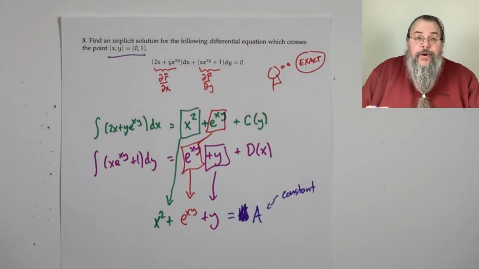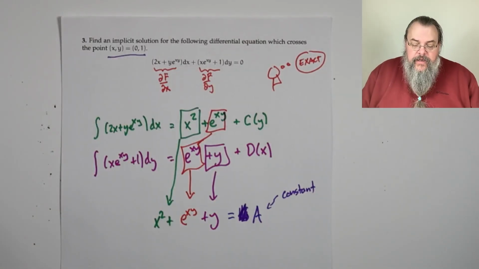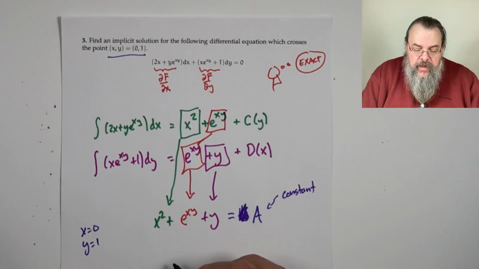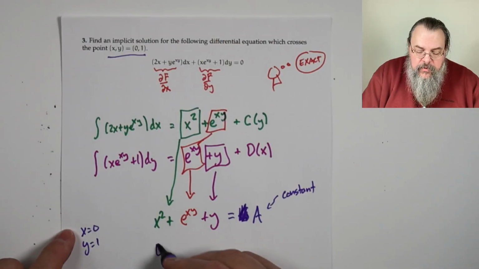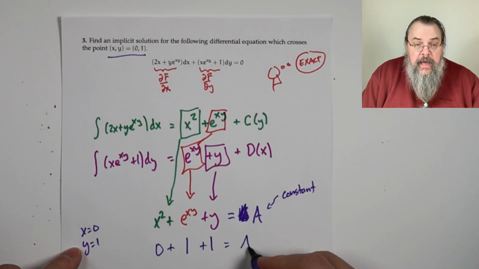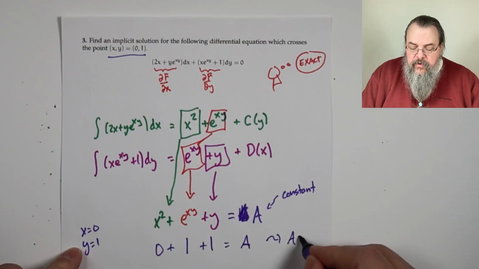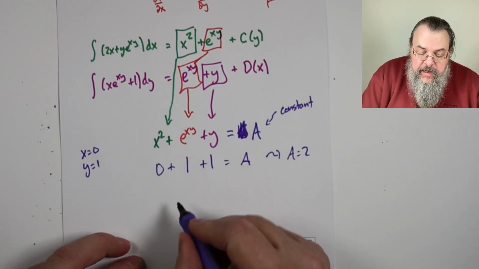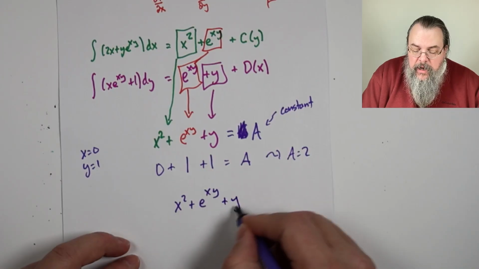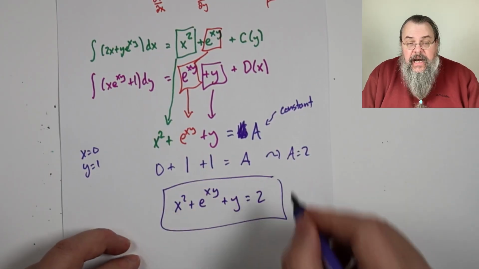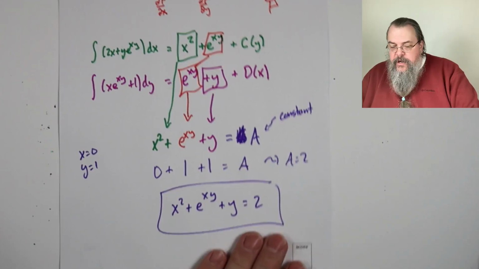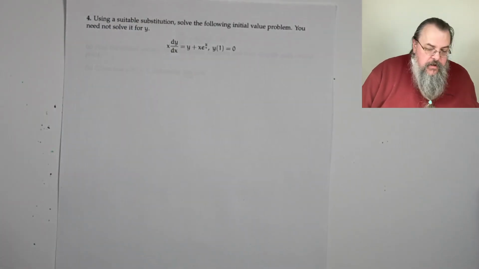We're told we have to pass through the point x, y equals 0, 1. So we're going to plug in x equals 0 and y equals 1. So when we do that, we say, okay, we get 0 squared plus e to the 0, which is 1, plus 1 equals a. So that tells us that a equals 2. So our final answer is x squared plus e to the xy plus y equals 2. Nice! Woohoo! Yeah! We did it! We solved our problem.